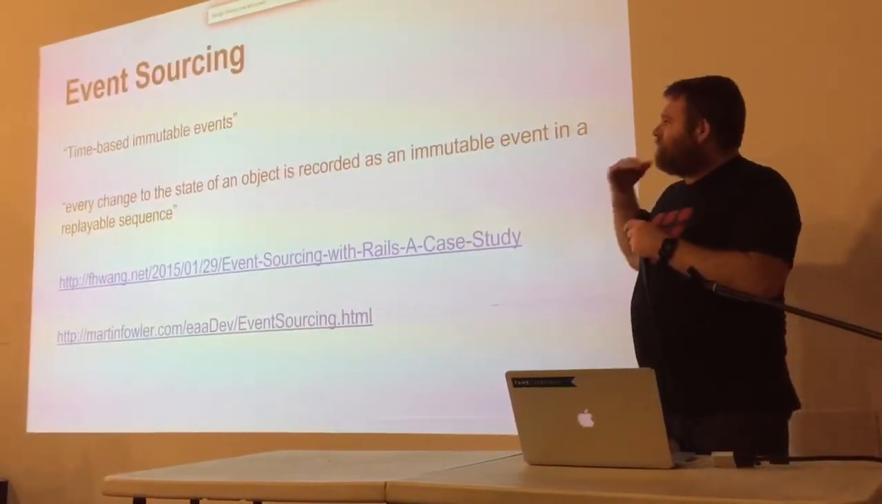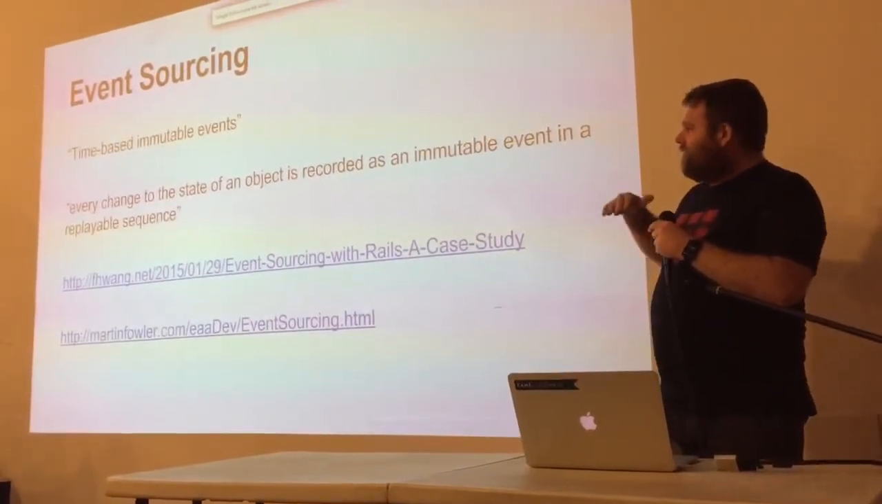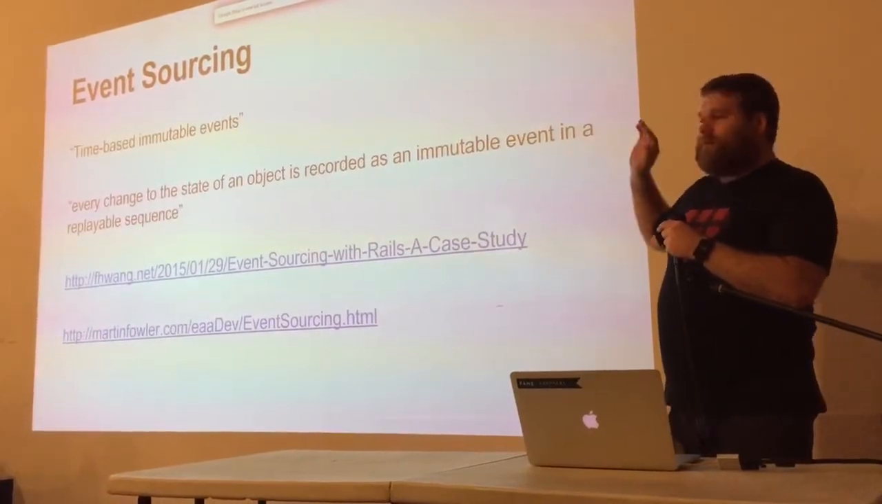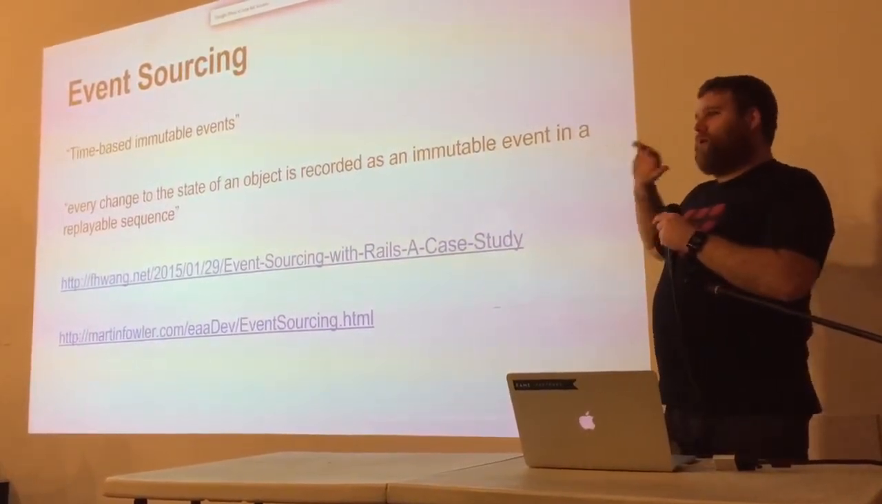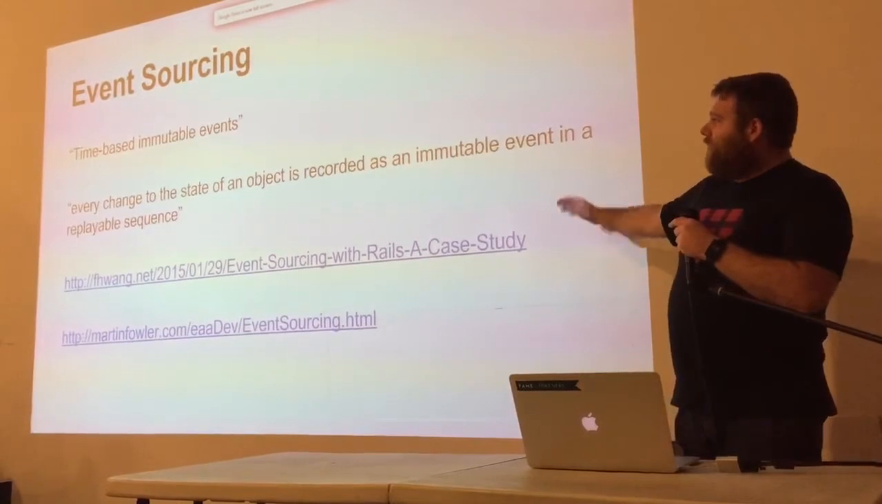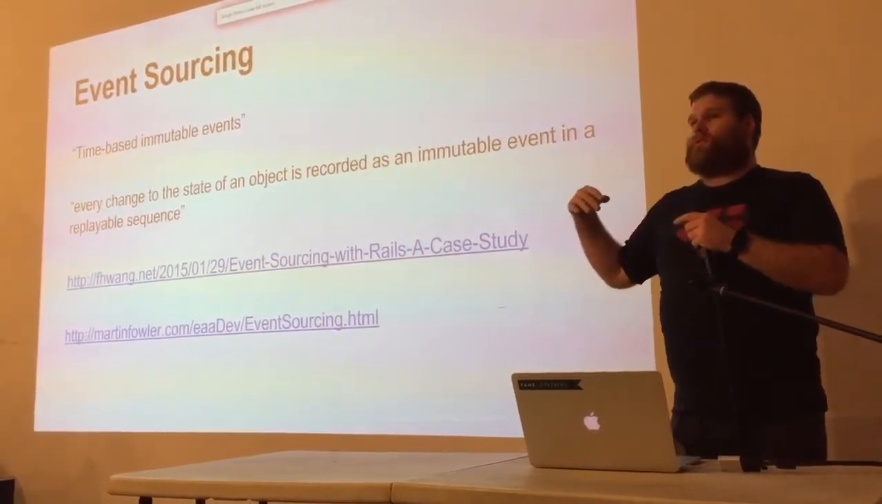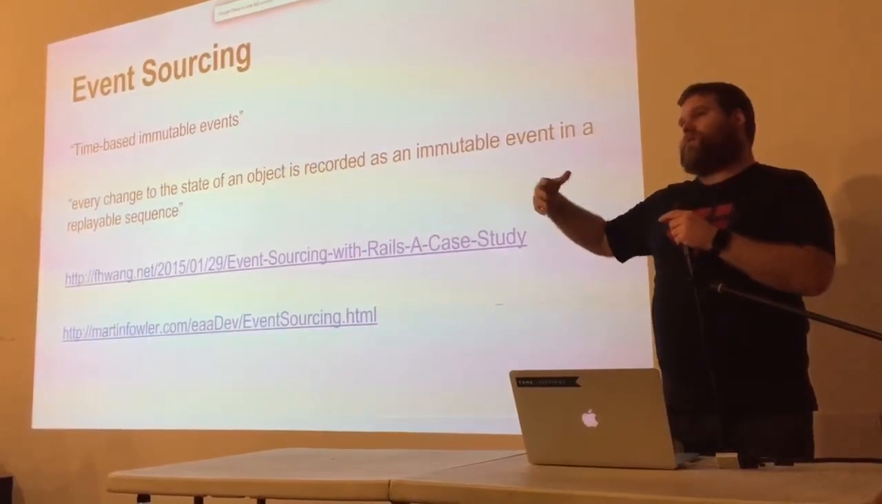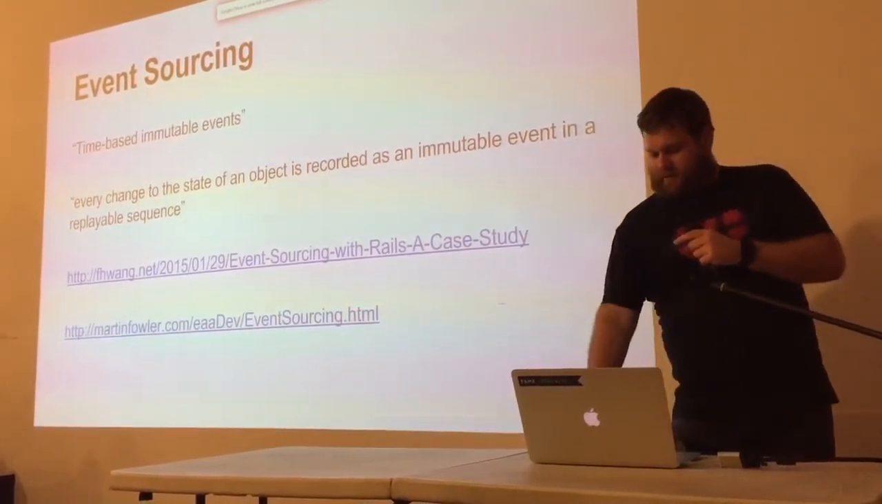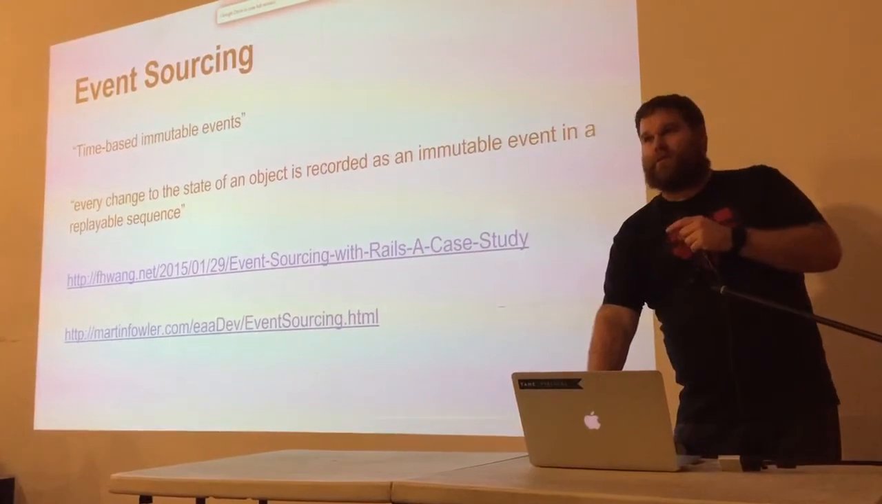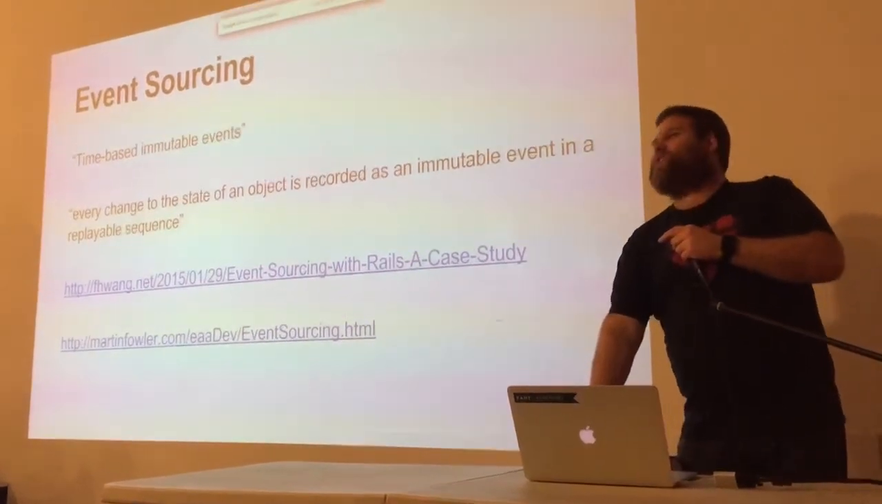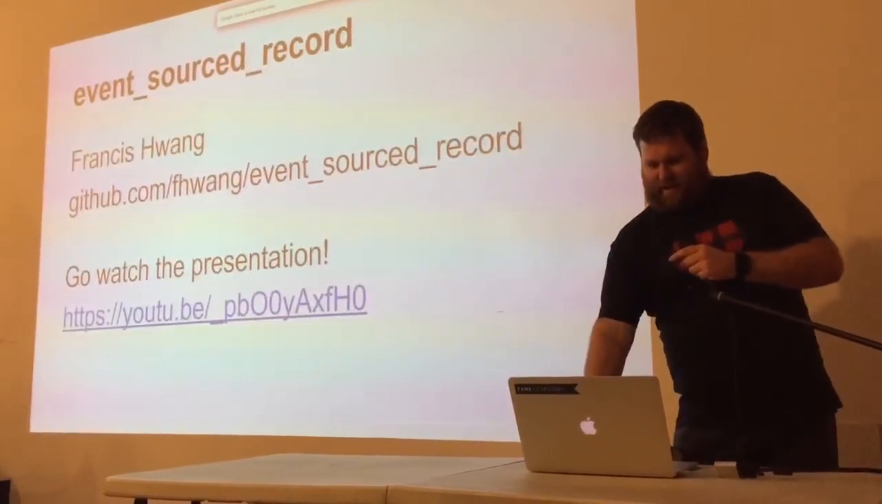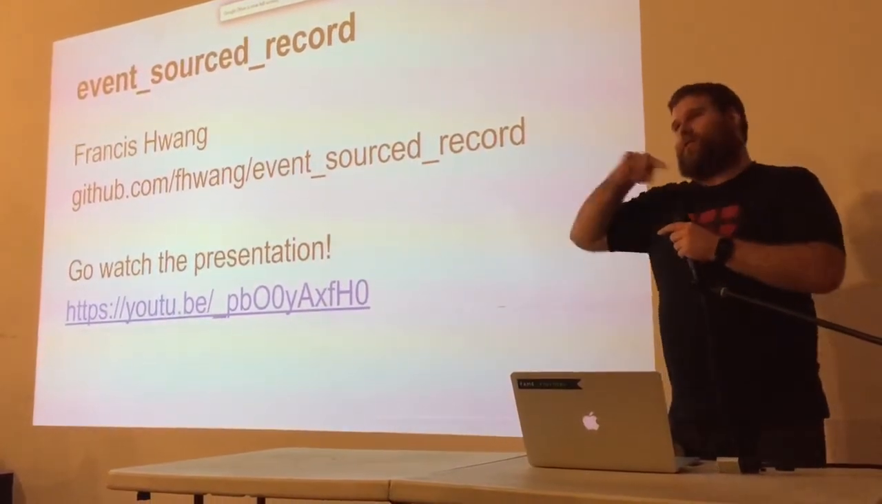So event sourcing is basically, and I'm quoting a guy called Francis Wang here, who did a presentation which you should watch, where I got the idea of using this from, a time-based series of immutable events. So an event happens and it just stores a piece of information, and then later on we can use that information to calculate something for the business. And then Martin Fowler actually came up with this like 15 years ago. Go watch the presentation. There'll be links at the end of the talk.